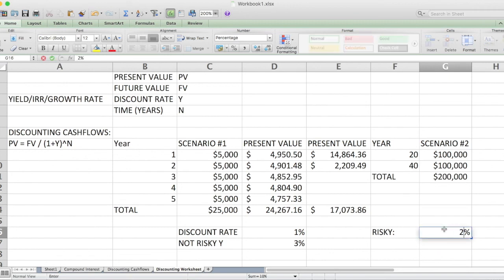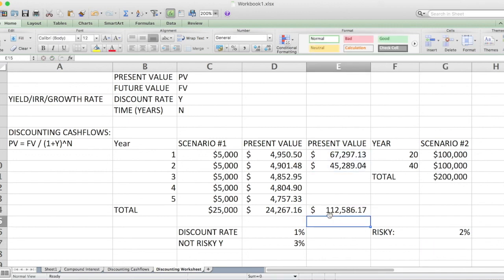If we get into the scenario of, well, actually this company's going to be around. Let's say it's not a startup company, but it's the US government. They're definitely going to be around, and well, fingers crossed, they're going to be around. We'll consider it not risky, a 2% discount rate. Well, now that $200,000 offer is worth quite a bit more.